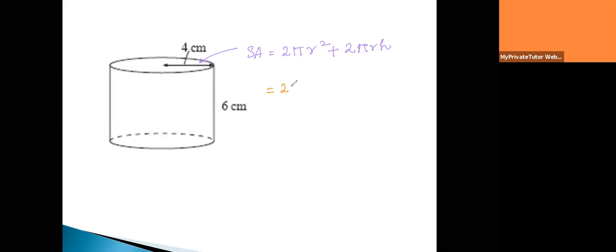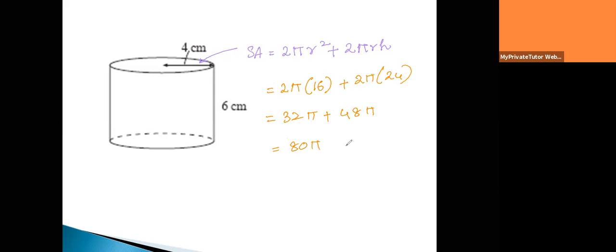I'm not simplifying pi here. I'm just keeping pi as it is. So 4 square would be 16, and 2 pi times 4 times 6 is 48 pi. Which is 32 pi plus 48 pi. If we add it, we'll get 80 pi.